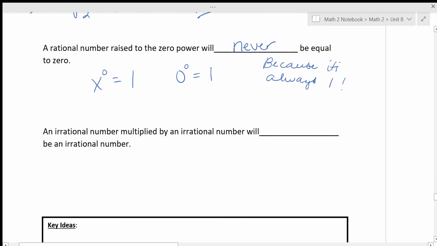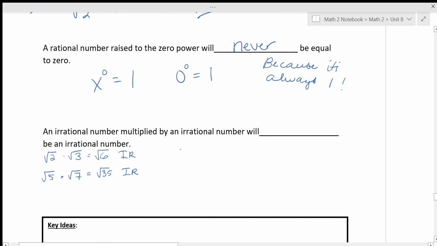And then last one, an irrational number multiplied by an irrational number will blank be an irrational number. So if we have two irrational numbers, say root 3 and root 2, we multiply them together, we'll get root 6. Root 6 can't be simplified at all, so this would be an irrational answer. This would make this statement true. Now try a different one. Root 5 times root 7. If root 5 times root 7, we get root 35. Again, can't be simplified at all, so this is also an irrational answer.